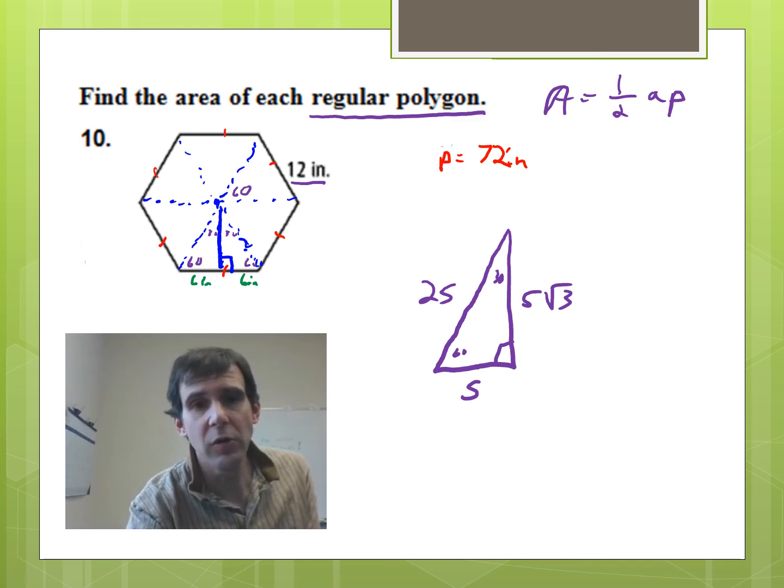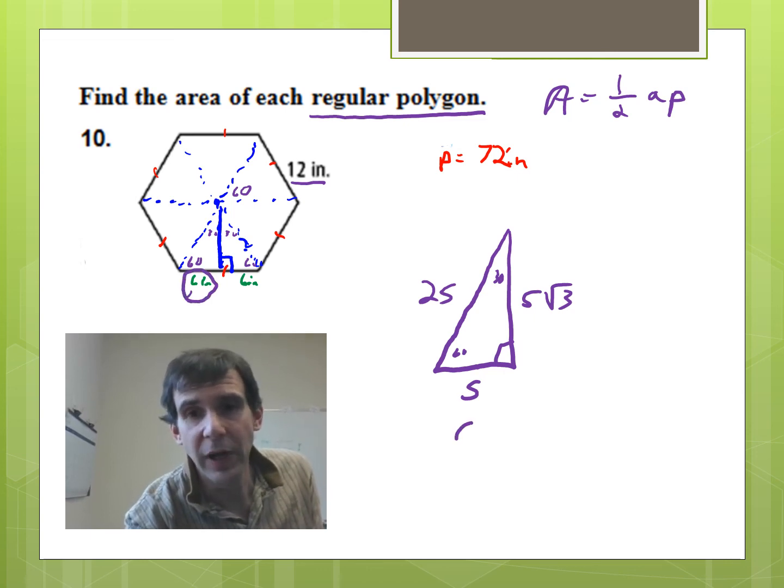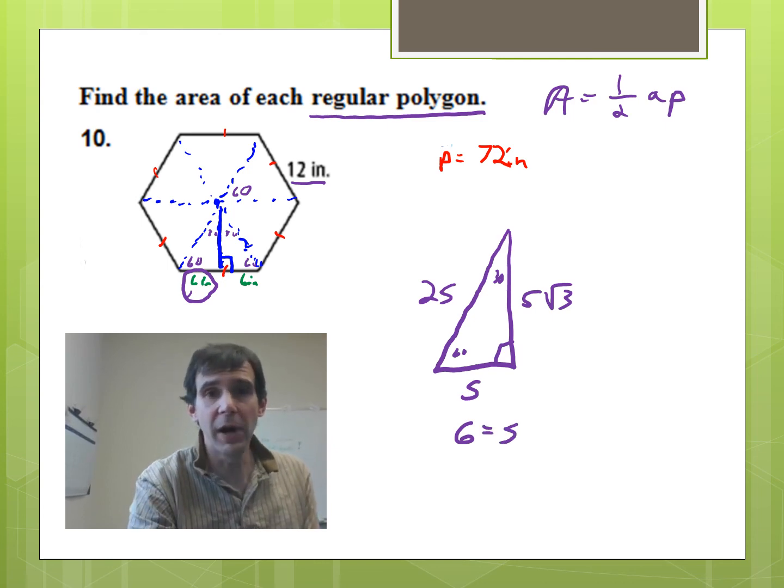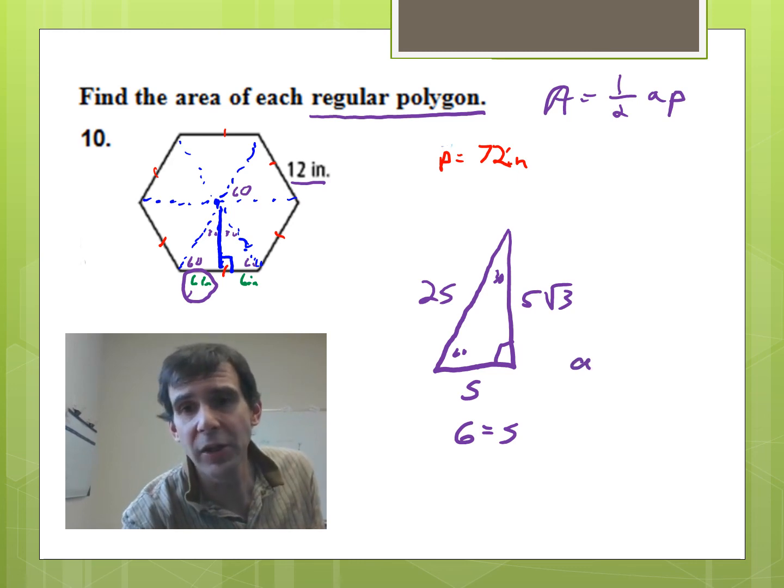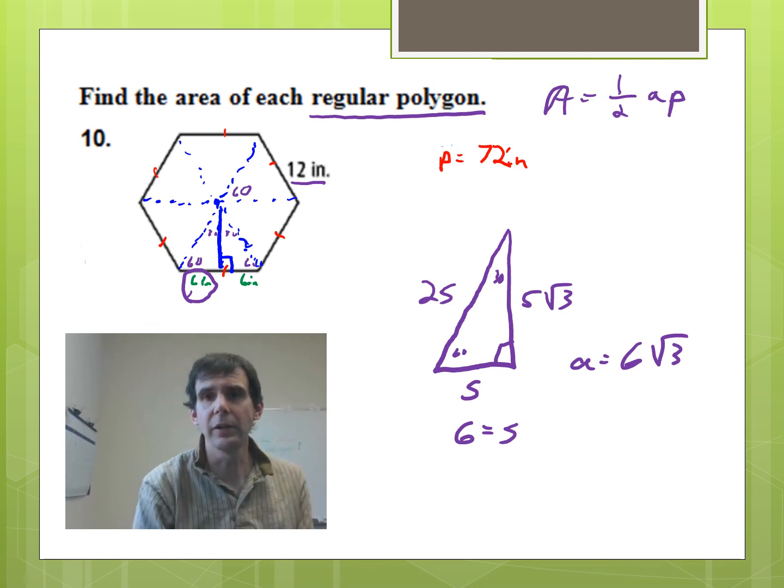So what do we know? We know what S is. S is 6 inches. So we've got 6 in for S. So what do we need? We need the apothem. Which one's the apothem? S times square root of 3. So our apothem is going to be 6 times the square root of 3.